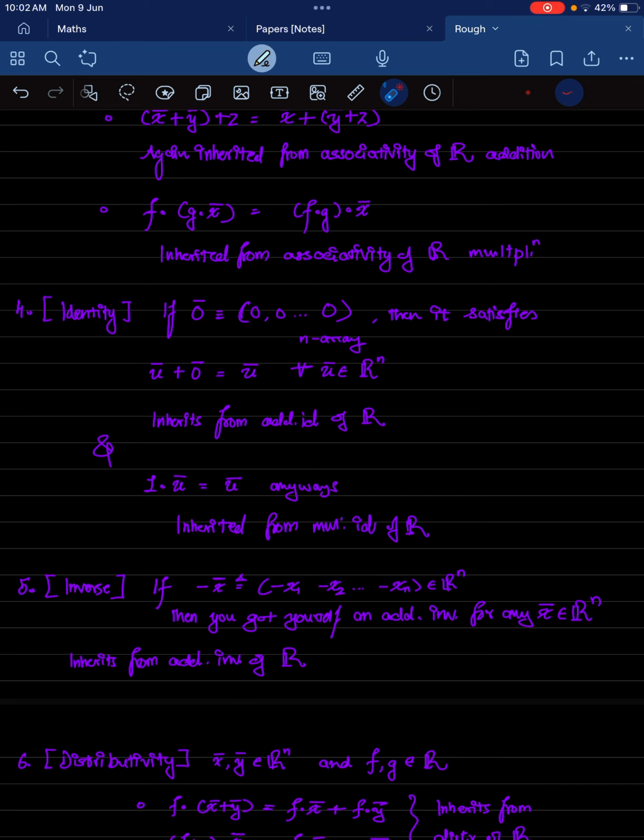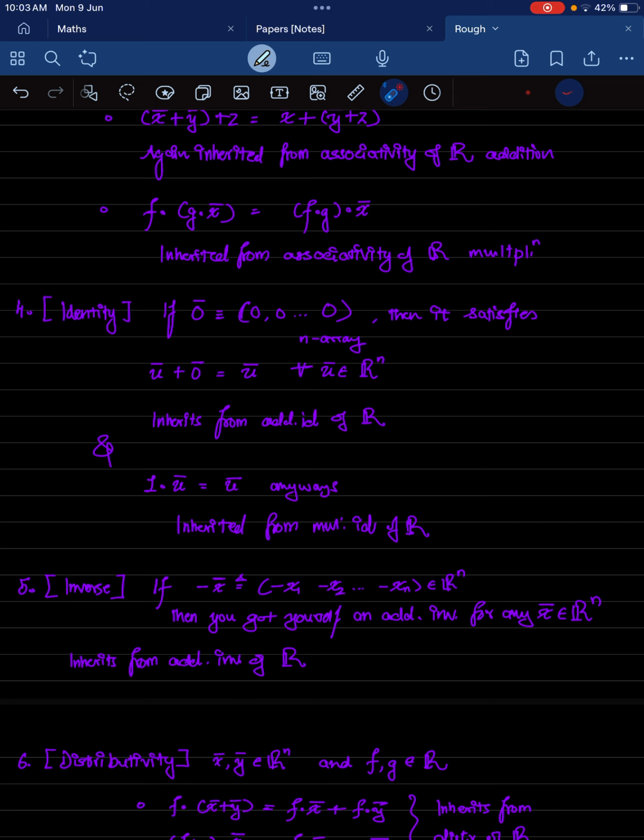Identity is something similar to that. So we use the additive identity of the real numbers, and each component is set to 0 from the real numbers. So the 0 vector looks something like this. And notice that it does satisfy the properties that an additive identity should. For any vector u, when added to 0, it will result in the same thing. So it inherits from the additive identity of R, component wise.